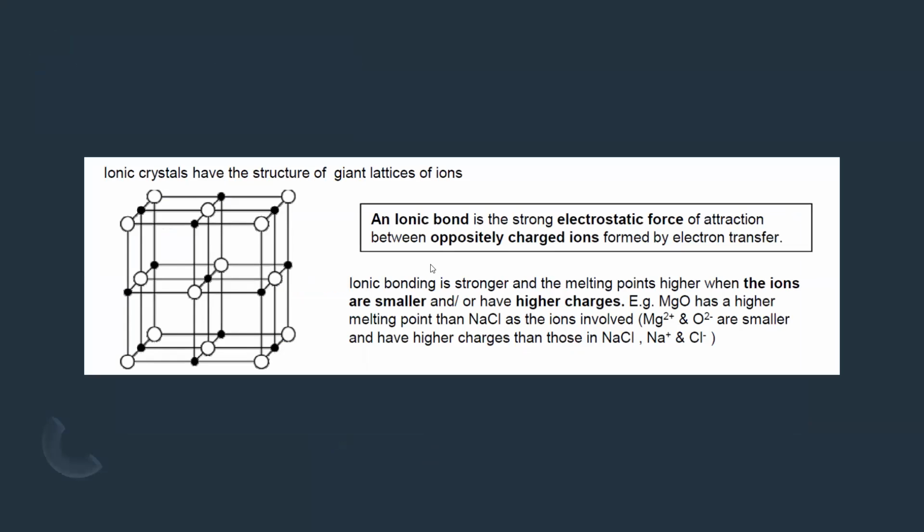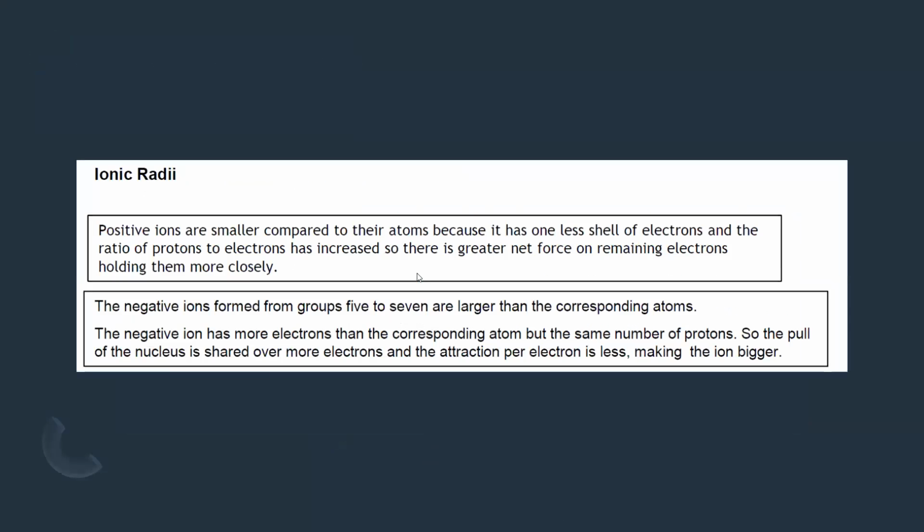And when these ions in a gaseous state come close to each other to form a compound, we call that the lattice energy. For ionic radii, the positive ions have a smaller radius as compared to the atom because it has one less shell of electrons, or the ratio of protons to electrons increases, so there is a greater net force on each electron. That's why the size decreases.